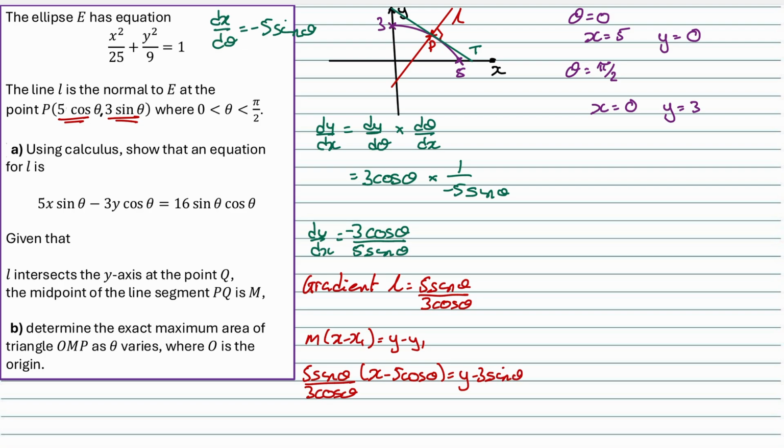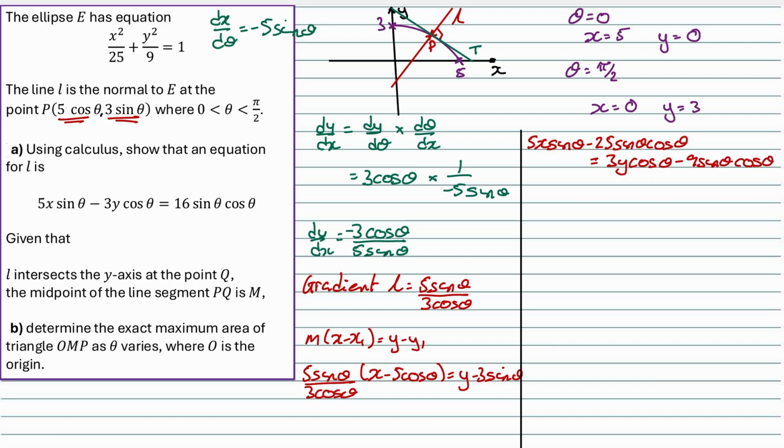Now all we need to do is expand out the numerator, and we'll move this 3 cos theta to the right-hand side. So expanding this out, we'll have 5x sine theta and minus 25 sine theta cos theta. And this will equal, we'll move this 3 cos theta to the other side. We'll get the 3y cos theta, and then the 3 cos theta times the negative 3 sine theta. So negative 9 sine theta cos theta.